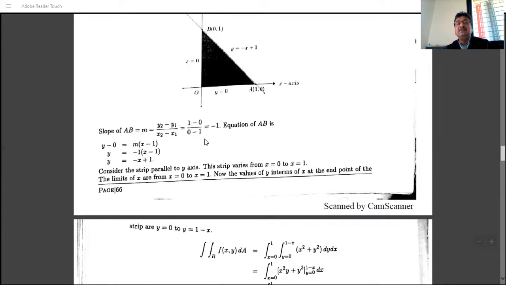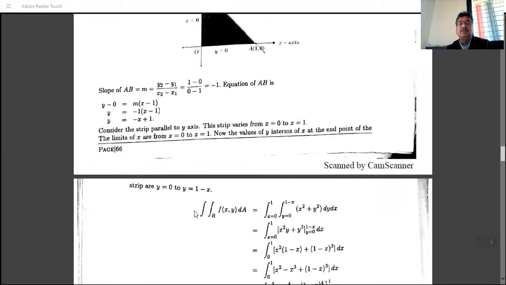So in the symmetrical form, suppose this point is (x1, y1) and this point is (x2, y2). Then what is the symmetrical form? (x minus x1) by (x2 minus x1) equals (y minus y1) by (y2 minus y1). We have this equation: y is equal to minus x plus 1, or x plus y is equal to 1. Then we have to integrate over R of f(x,y) dA. f(x,y) is x square plus y square.